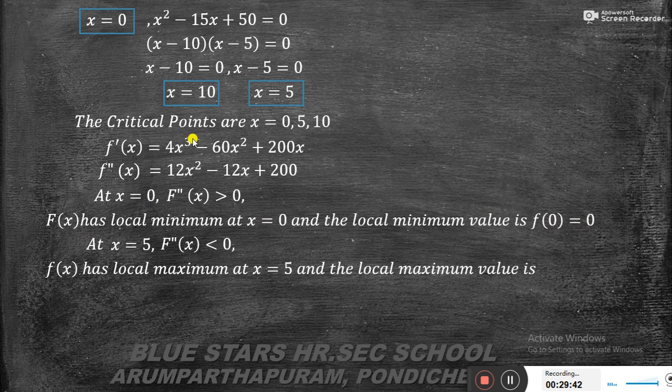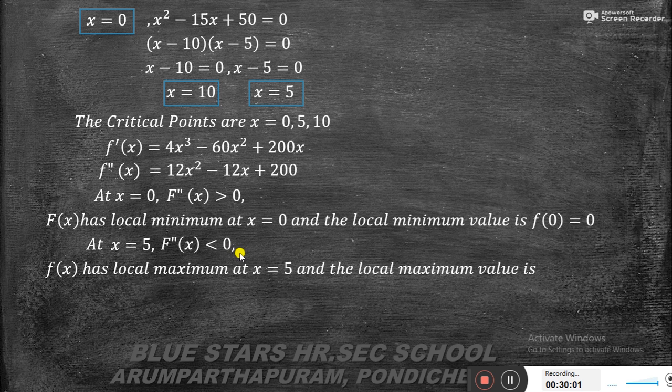Next I substitute the second value, x equal to 5, in the f double dash of x. So f double dash of 5 equals 12 into 5 square minus 12 into 5 plus 200. So I got the answer f double dash of 5 equals minus 100. This is less than 0.